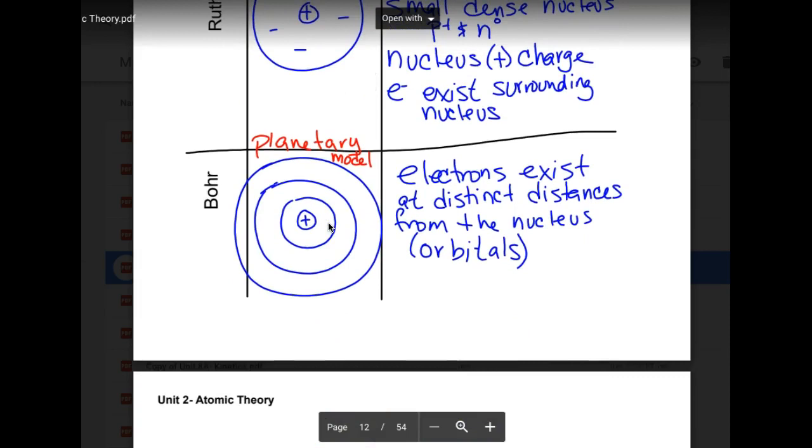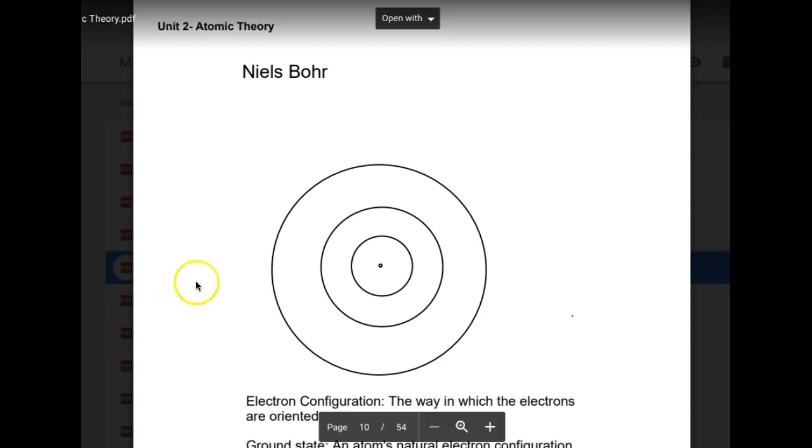Niels Bohr had the bright line spectrum and the flame test, and he has the planetary model. He coined the term orbitals, and he said that electrons exist at distinct distances from the nucleus, and he concluded that based off of the bright line spectrum experiment. And so you should have orbitals here. You could have drawn electrons in there, but we call that the planetary model, and that's why we call those distances orbitals.